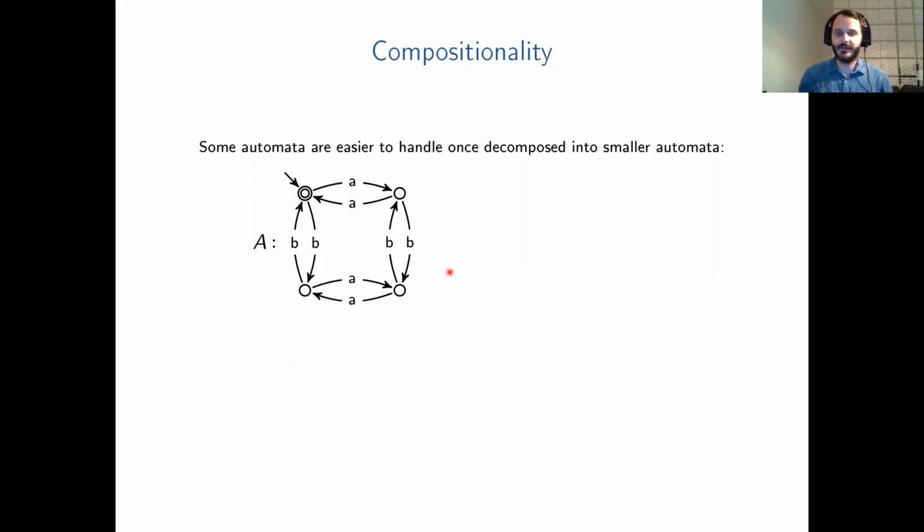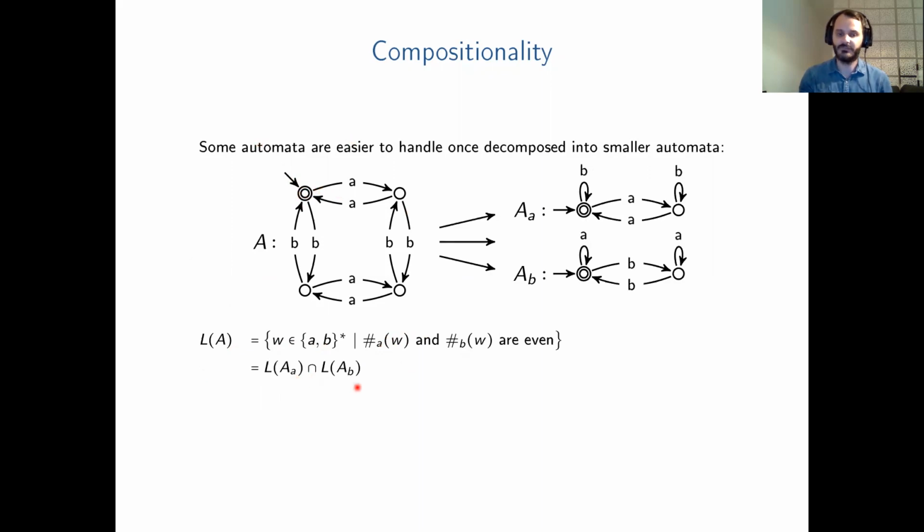Remember that an automaton defines a language composed of the words that can be read starting from the initial state and ending in an accepting state. In this example, the language of our automaton is composed of the words that contain an even number of A's and an even number of B's. So this language can actually be defined as the intersection of the languages of these two automata. This one checks that the number of A's is even, and this one checks that the number of B's is even. This is the type of decomposition that we will be interested in.